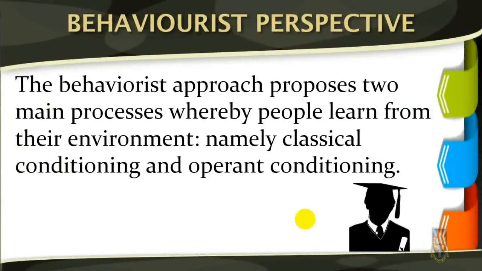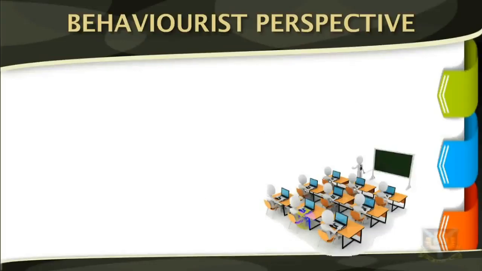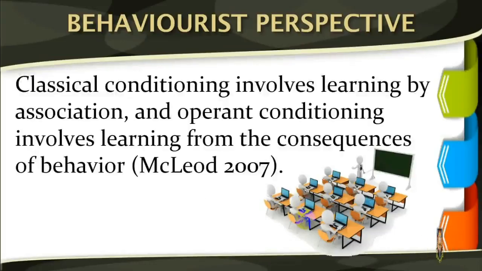The behaviorist approach proposes two main processes whereby people learn from their environment, namely the classical conditioning and operant conditioning. Classical conditioning involves learning by association, and operant conditioning involves learning from the consequences of behavior. McLeod, 2007.